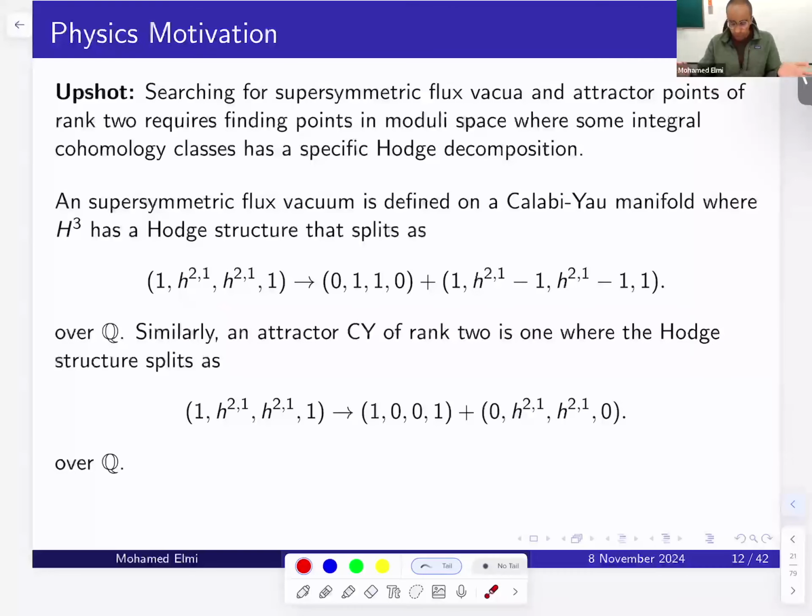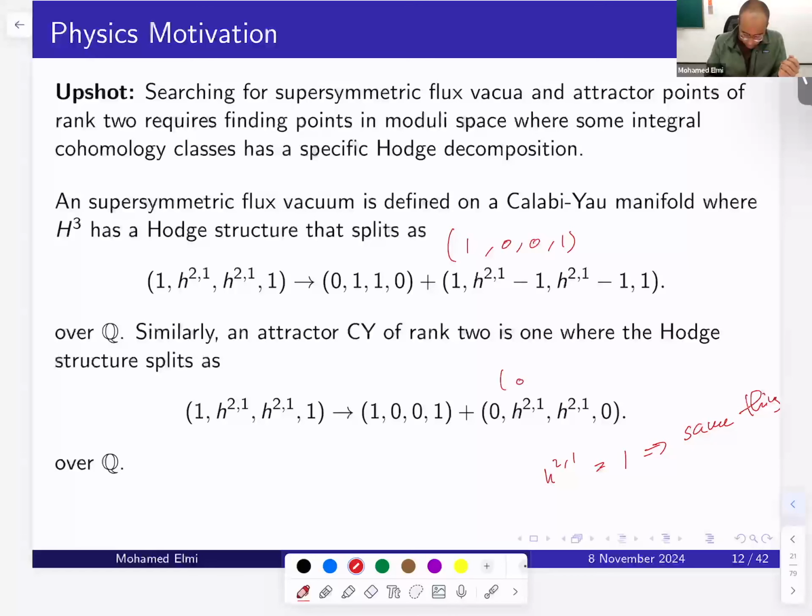And an attractor point of rank 2 is very similar, but the 2-dimensional piece that splits off will have Hodge numbers (3,0) and (0,3). And you can see that when H21 is 1, they're the same. Right, you will just have (1,0) and (0,1) parts here. And these will be the examples we will study because they're the simplest ones where you can compute stuff. But you can compute plenty when H21 is not equal to 1, it's just more difficult.